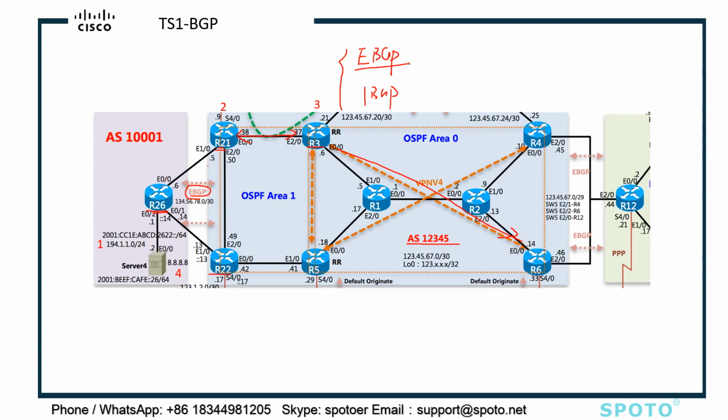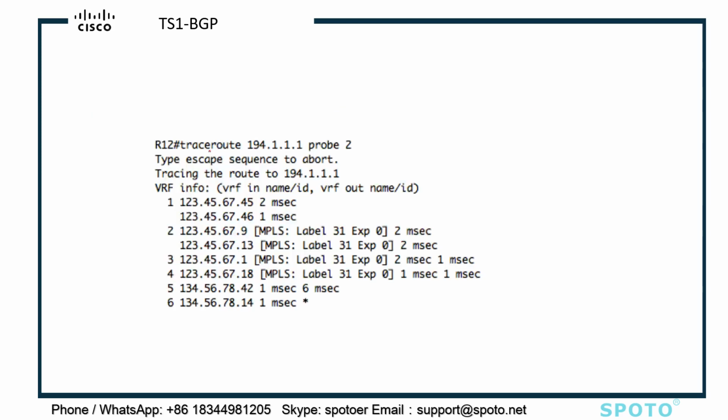Actually, so for this topology, we have two different AS, and we run the BGP protocol to let the different AS send and learn the routes so that they can communicate with each other. And then we have four different requirements for this topology. So we need to check it.